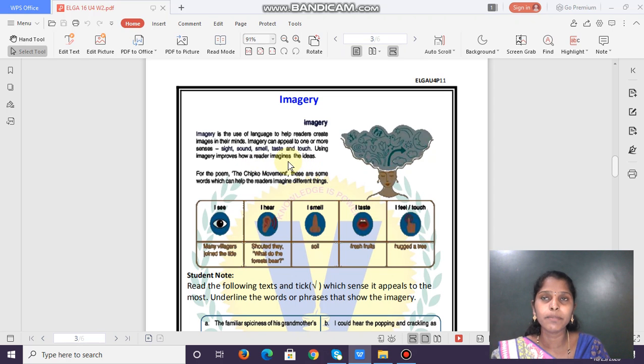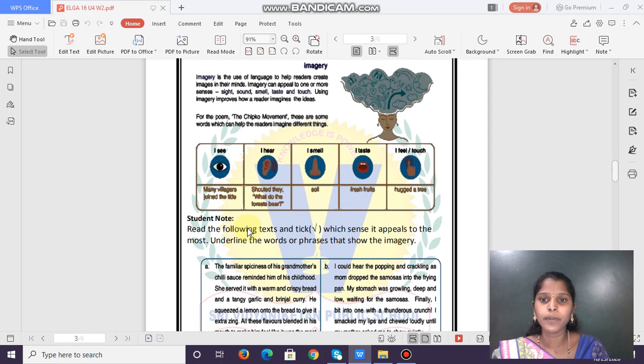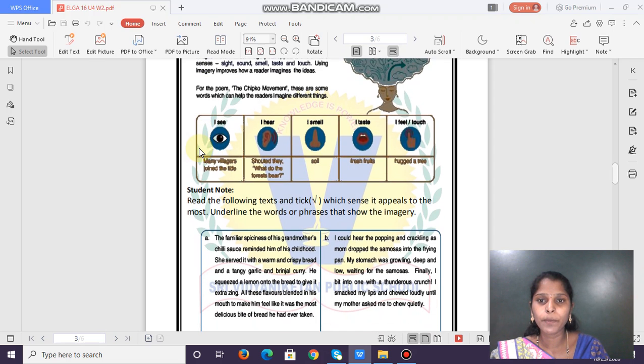We can imagine many ideas when we are imagining by ourselves. For the poem, the Chipko movement, these are some words which can help the readers imagine different things. We are taking an example of the Chipko movement: I see, I hear, I smell, I taste, I feel. We are going to see how the imagery was used in the poem.